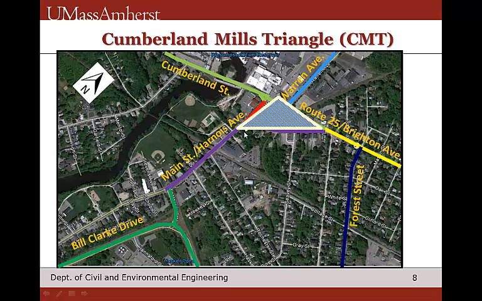So it's bordered by, let's see, 1, 2, 3. It's bordered by 3 roads, right? It's a triangle, right? So by definition, a triangle is 3 sides that are all connected together. But as you can see, there are many more roads that actually intersect with this triangle, and so these are all highlighted here. These are all adjacent routes that are feeders into this triangle from a traffic operations standpoint.